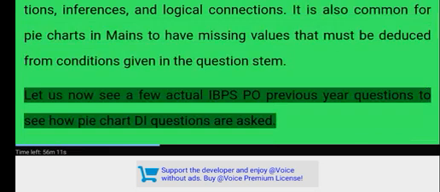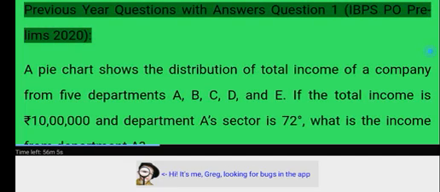Let us now see a few actual IBPS PO previous year questions to see how pie chart questions are asked. Previous year questions with answers. Question 1, IBPS PO Prelims 2020.